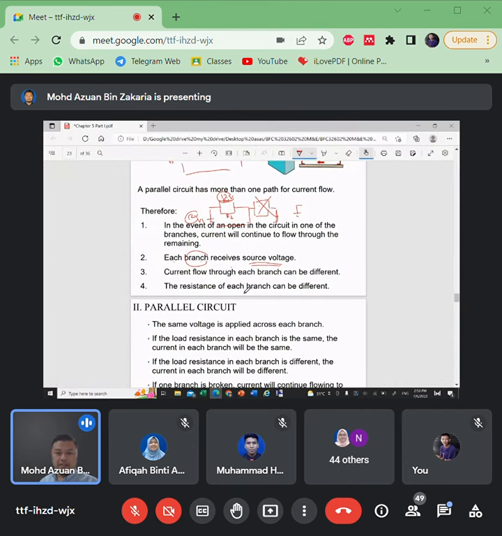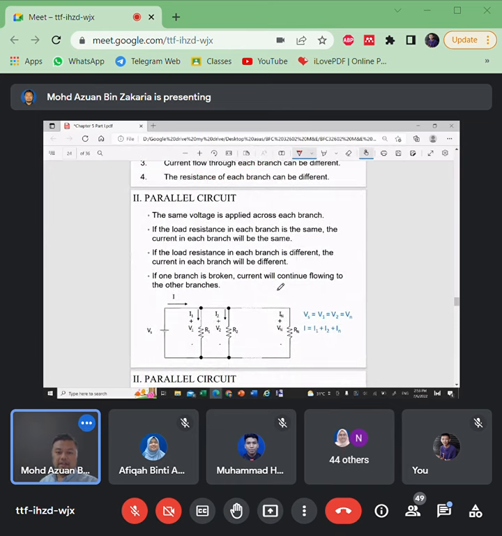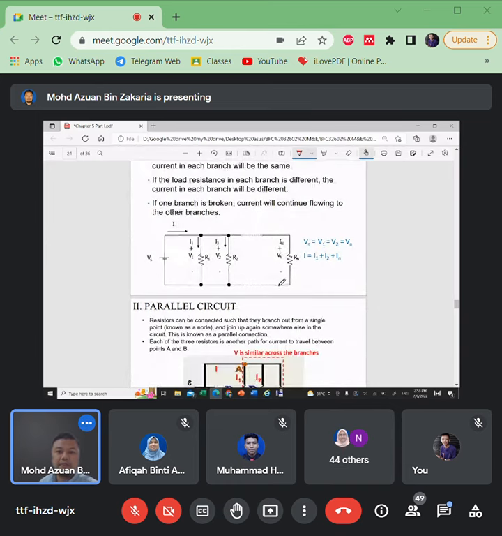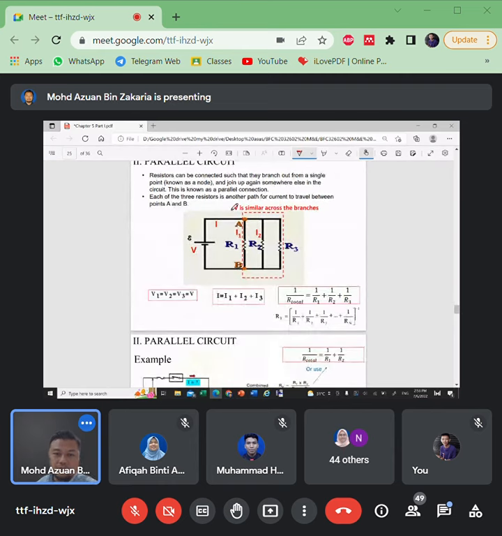The resistance of each branch can be different. Okay. All right, like this. Okay, this one is easier. So we have one parallel like this. So this is actually another drawing, it is like this.